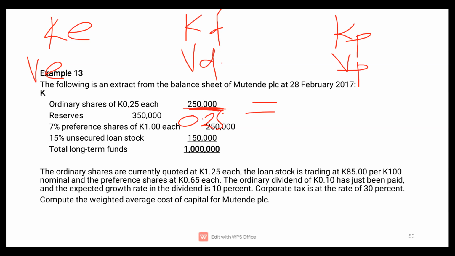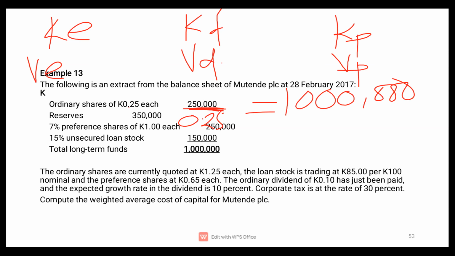What do you get? 10 million? It's 1 million, not 10 million. Sorry, 1 million. Okay, you get 1 million ordinary shares.